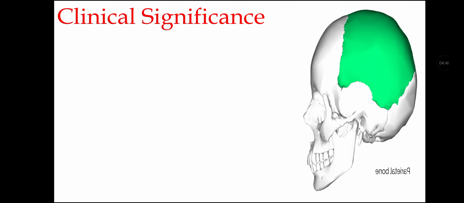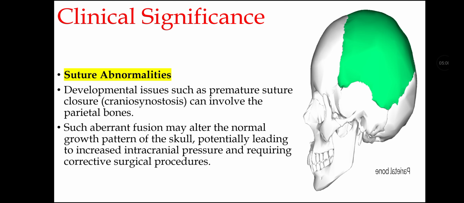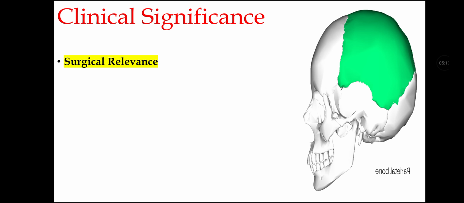Further talking about clinical significance, it has suture abnormalities. There are developmental issues such as premature suture closure, also called craniosynostosis, which can involve the parietal bone, and such aberrant fusion may alter the normal growth pattern of the skull, potentially leading to increased intracranial pressure and requiring corrective surgical procedures.